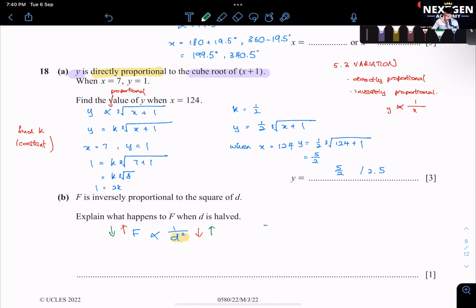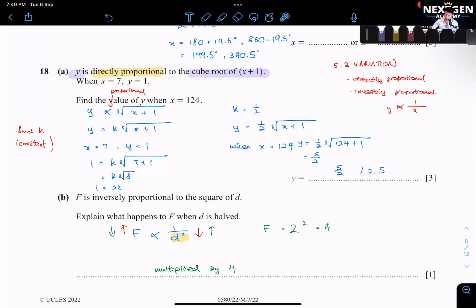So F will be equals to 2 square, which will become 4 times. So the answer here will be actually multiplied by 4, because there's a square over here. But you just need to remember that they are opposite to each other because it's inversely proportional. Okay?